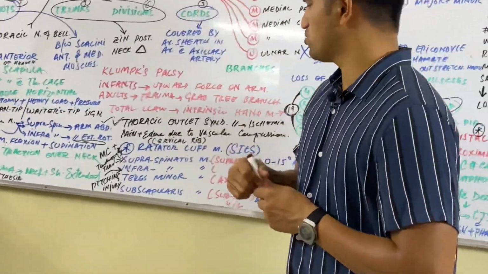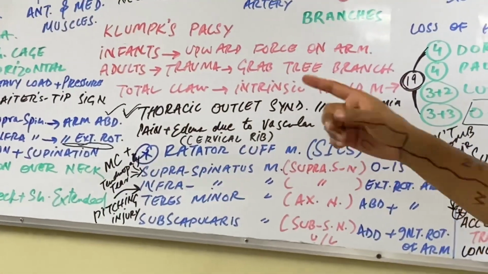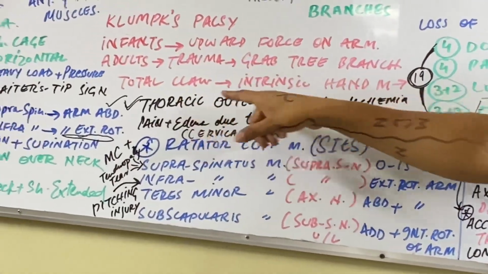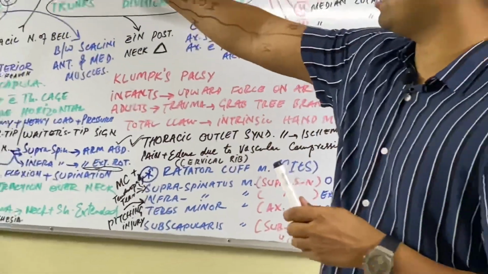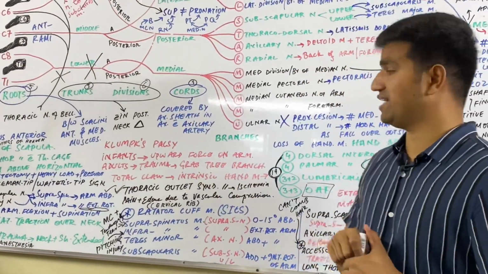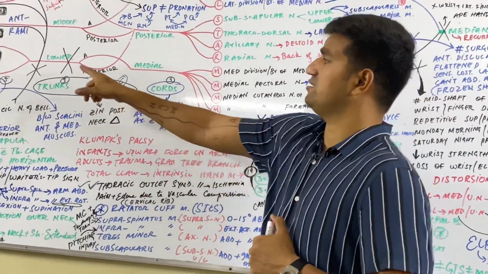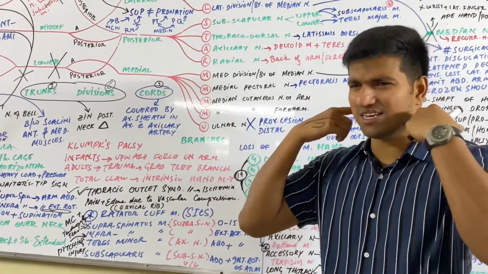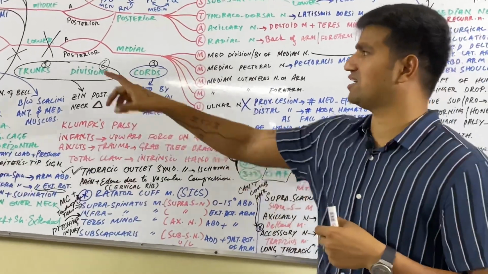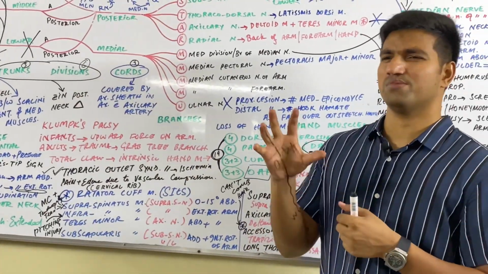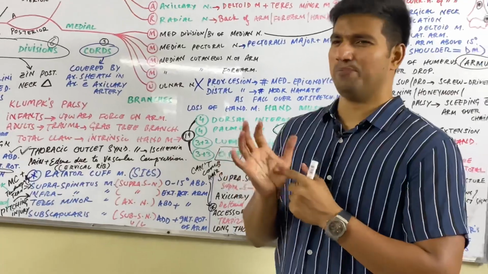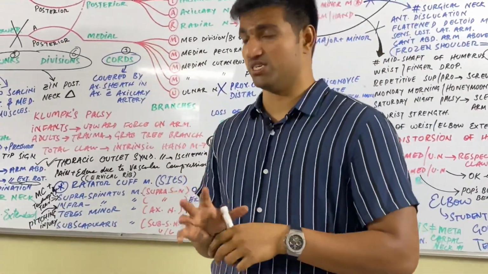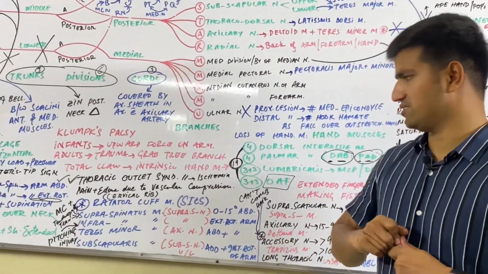Then we have thoracic outlet syndrome. Its etiology is the same as Klumpke's palsy. It means in thoracic outlet syndrome there is a trauma or lesion to the lower trunk of the brachial plexus, or a cervical rib, an extra rib, which will compress the lower trunk. What will happen? You can see edema, pain, plus ischemia to the hand due to the vascular compression. So that was about thoracic outlet syndrome.